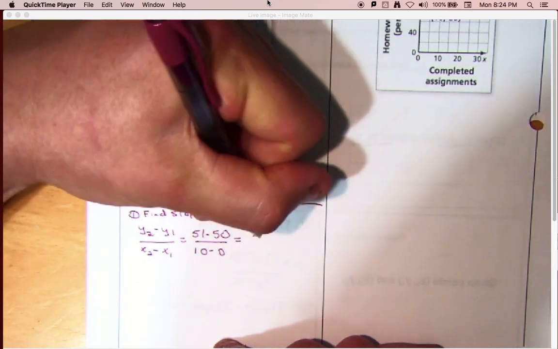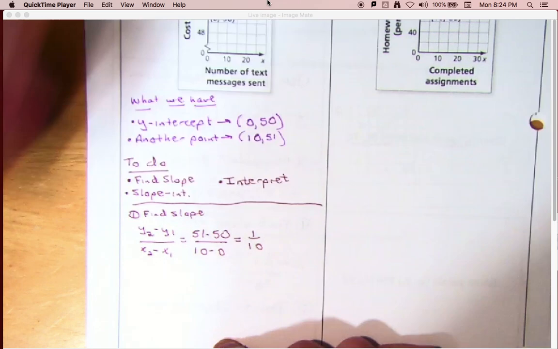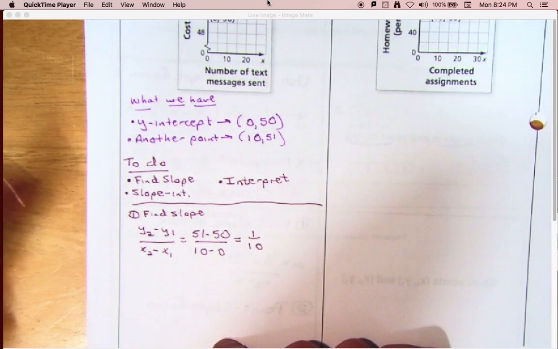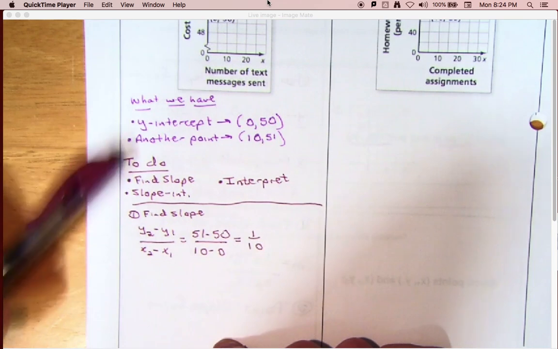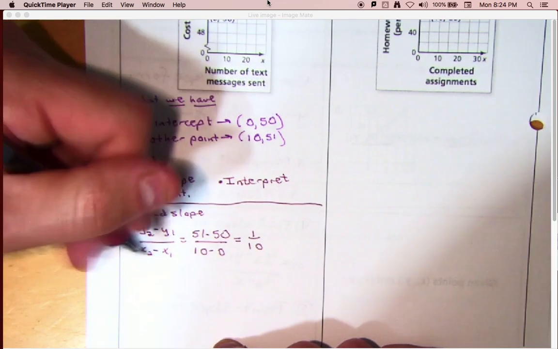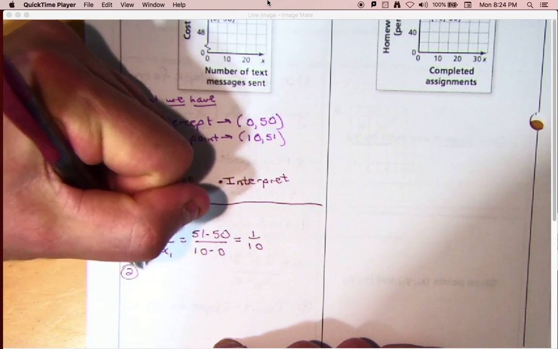And so what do we get? We get a slope of 1/10. So that's the first thing we have to do, find the slope. Now that we have the slope, we have the y-intercept, we can go ahead and do slope-intercept form.